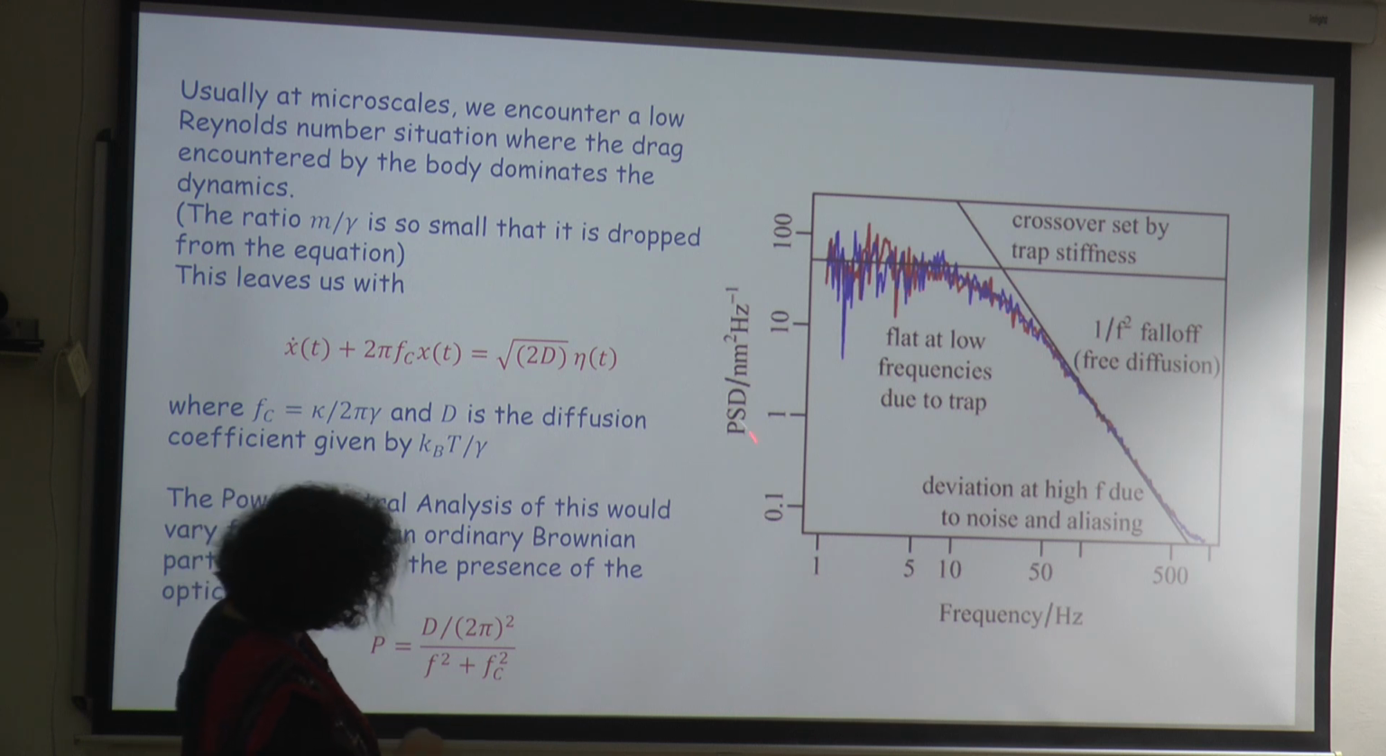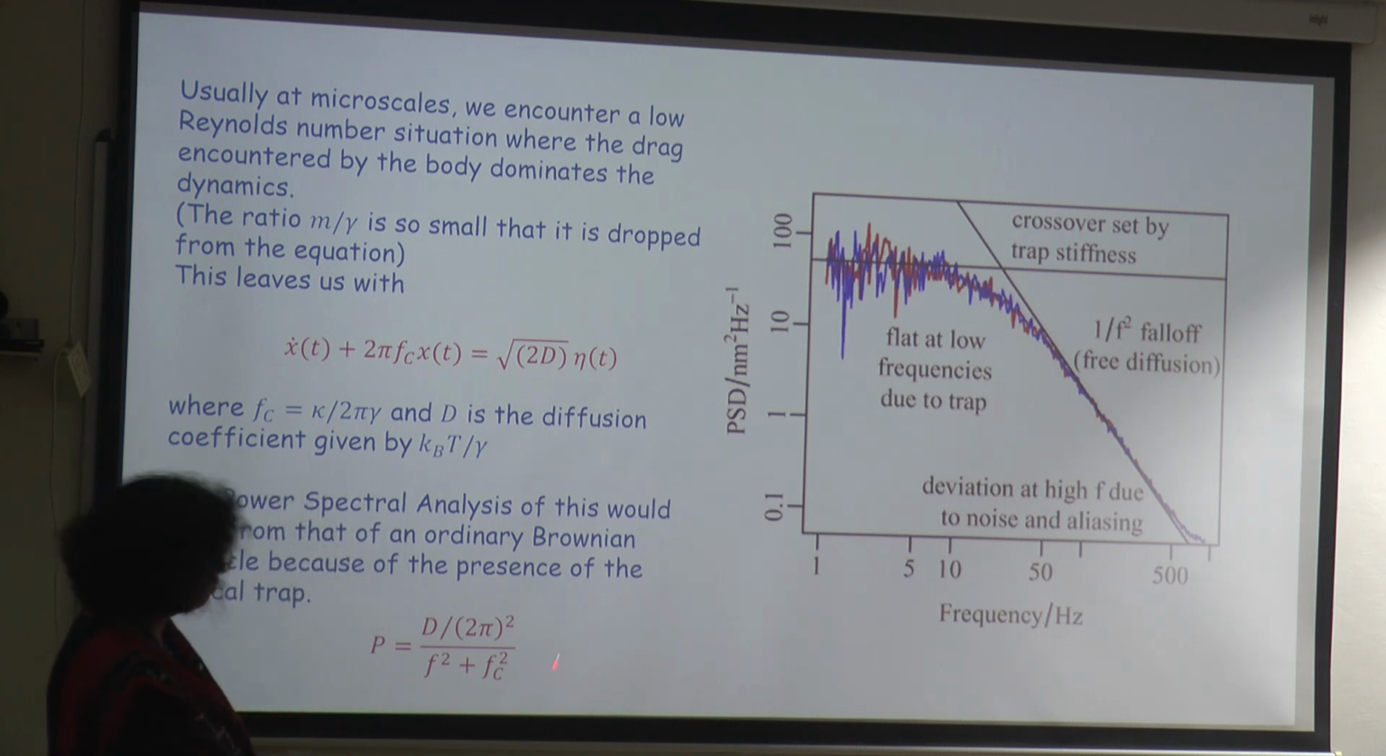So now what you could do is fit it to a graph like this. Please note, instead of 1 by f square, you now have 1 by f square plus fc square. This fc is going to give you a gauge of where the transition into feeling the influence of the trap is going to be found.